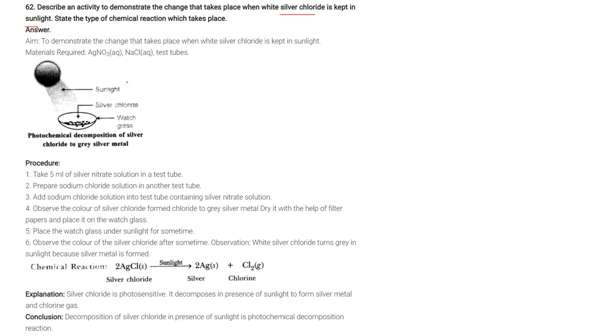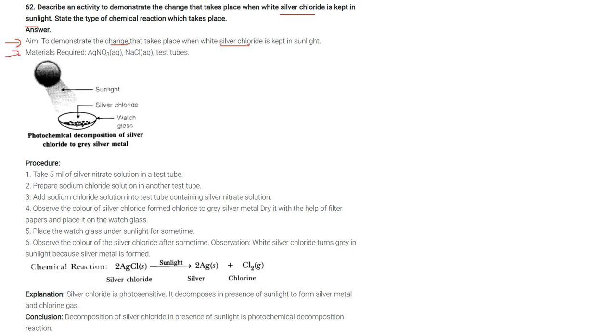Describe an activity to demonstrate the change that takes place when white silver chloride is kept in sunlight. State the type of chemical reaction which is taking place. Now this is what we have to do because it's a higher marks question. In order to write the answer, you have to start with the aim: to demonstrate the change that takes place when white silver chloride is kept in sunlight.